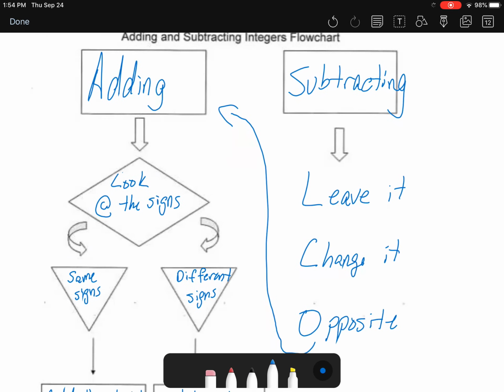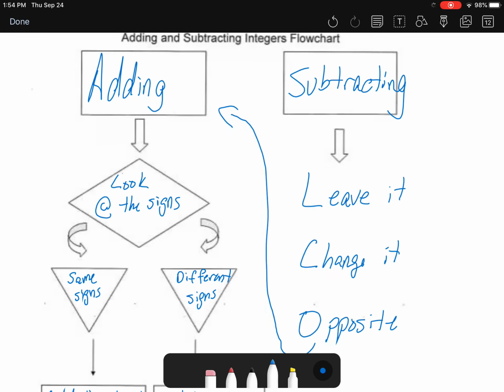All right. I have just a few practice problems that I want you to use this on. It's only going to be like 2 or 3. Make sure you are using the flowchart though. Ask me questions if you have any.